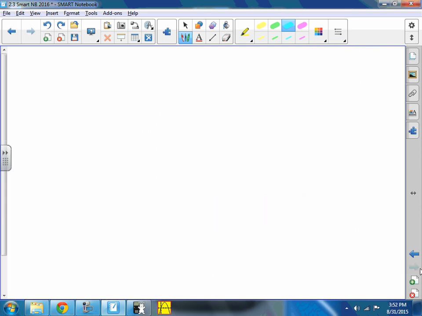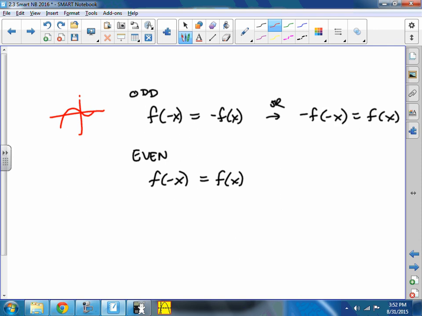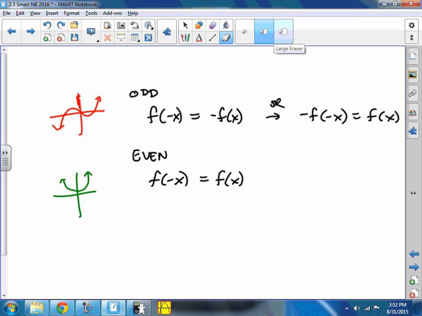So just by way of summary, an odd function has this property: f of negative x equals negative f of x. Or you could write it this way: negative f of negative x returns f of x. And an even function has this property: f of negative x is exactly the same as f of x. The first ones have what we call origin symmetry. The second ones have what we call y-axis symmetry. But we don't trust graphs to tell us if something's odd or even. We trust the functions and the examples that I showed you.